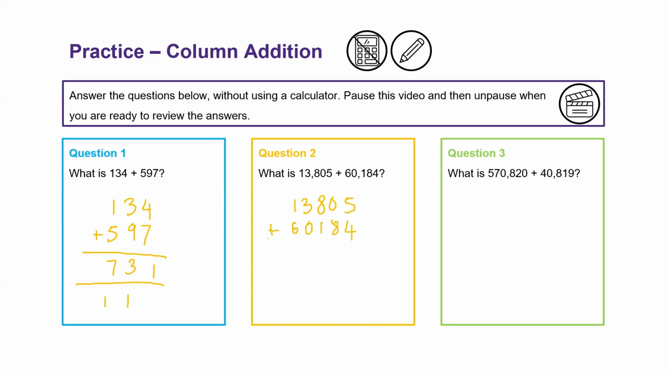For question 2, I've got 13,805 plus 60,184. Remember, the order in which we add doesn't matter, so you can have the bigger number on the bottom. That's absolutely fine. I start in my ones column again. 5 plus 4 is 9, 0 plus 8 is 8, 8 plus 1 is 9, 3 plus 0 is 3, and then 6 plus 1 is 7. That answer is, I need to count in 3, put my comma there, so it's 73,989.